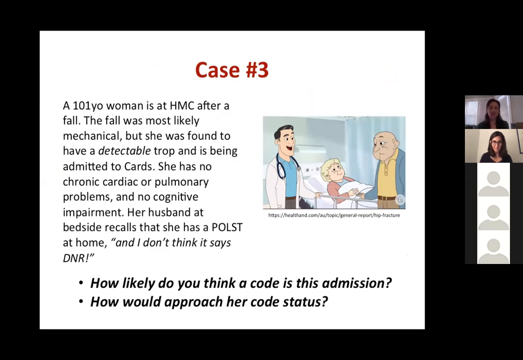This is a case that I actually had as a resident, a 101-year-old woman who comes to Harborview after a fall. The fall was most likely mechanical, but she was found to have a detectable troponin, and so is being admitted to cards. She has no chronic cardiac or pulmonary problems and no cognitive impairment. Her husband is at the bedside and recalls that she has a POLST at home, and I don't think it says DNR. How likely do you think, type into the chat or just unmute yourself, a code is for her, this admission? And how would you approach code status for a 101-year-old woman who thinks she wants to be full code?